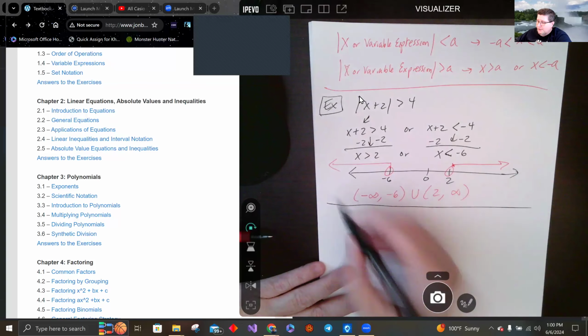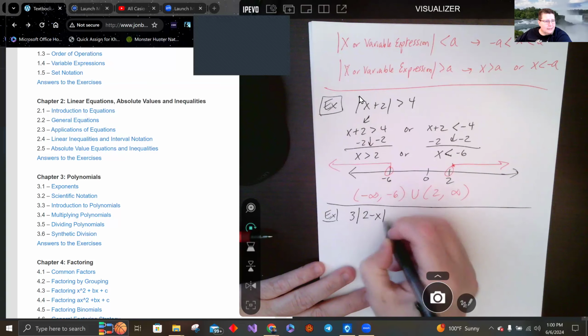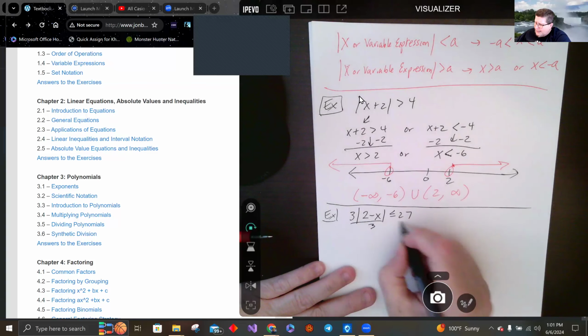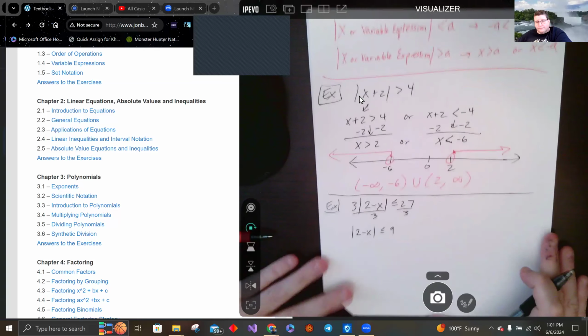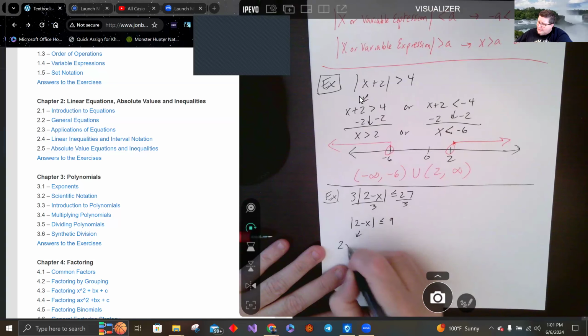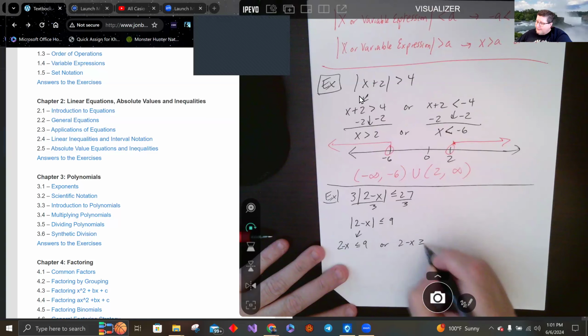Right? We'll kick it up a notch. 3 times the absolute value of 2 minus x is less than or equal to 27. We divide by 3 when we get the absolute value by itself. So now I have 2 minus x is less than or equal to 9, or 2 minus x is greater than or equal to negative 9.